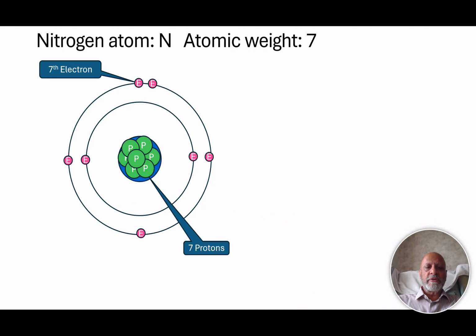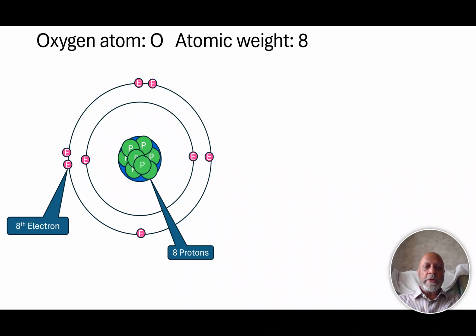Now, the 7th electron attaches to the first electron, and they're both spinning in the same orbit as in the second shell. Oxygen comes along and a new electron attaches to the second electron. So now we have 2 inside, 6 outside.